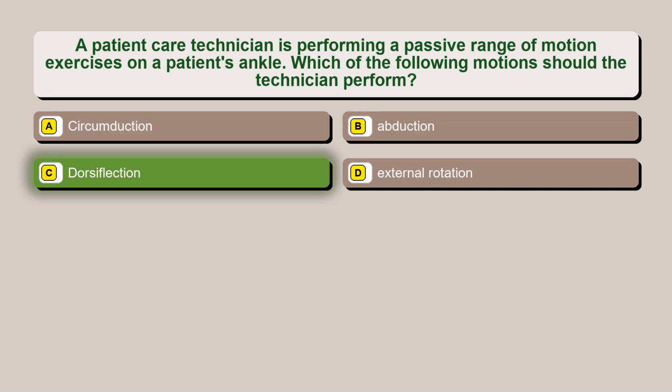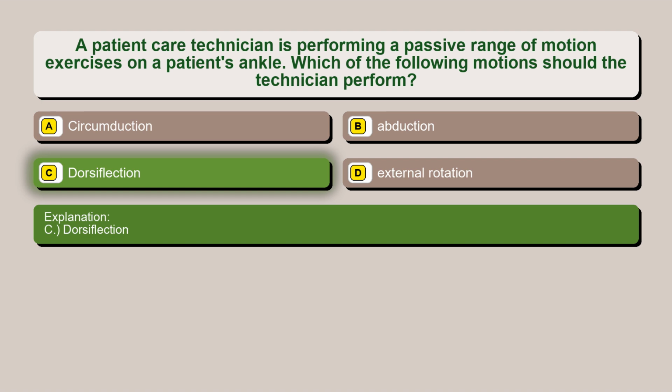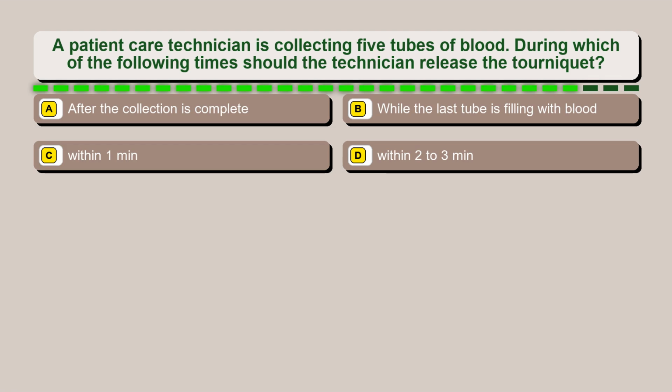The correct answer is option C, dorsiflexion. C, dorsiflexion. Question 54. A patient care technician is collecting 5 tubes of blood.